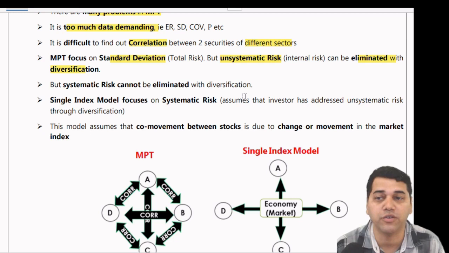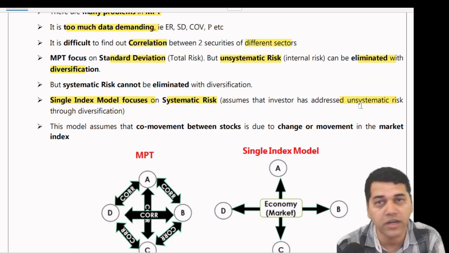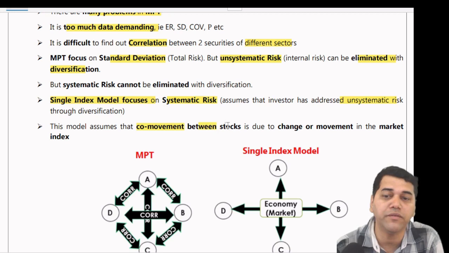But the single index model focuses on the systematic risk, assuming that they have addressed the unsystematic risk through diversification. If you have not done diversification, you are a fool. The more you diversify, the unsystematic risk will go. This model assumes a co-movement between the stocks due to a change or co-movement in the market index.